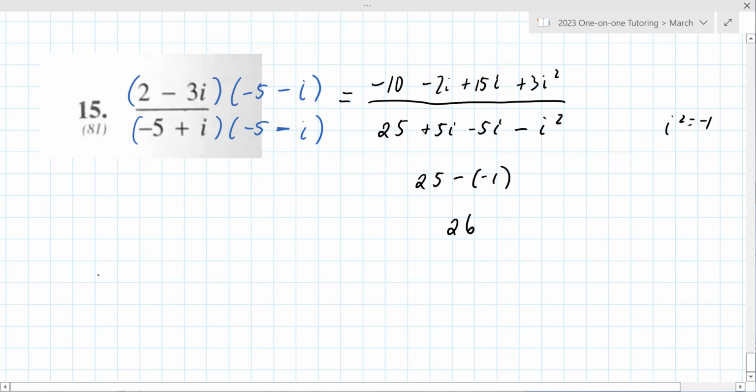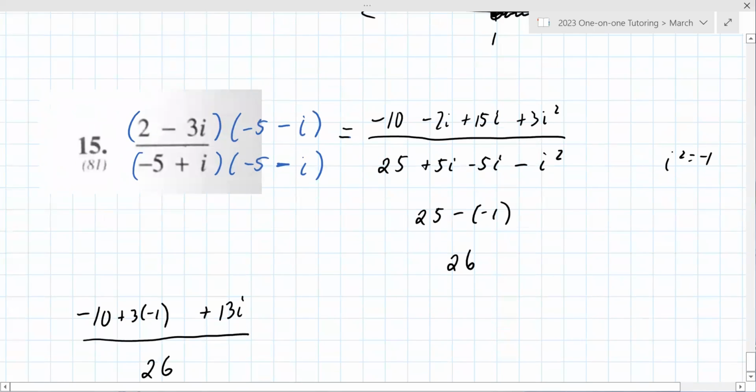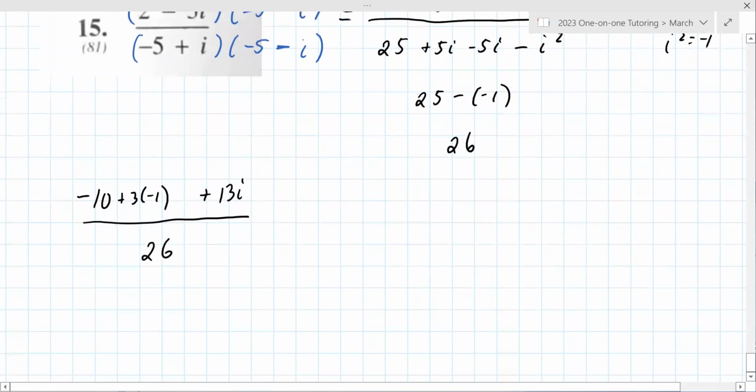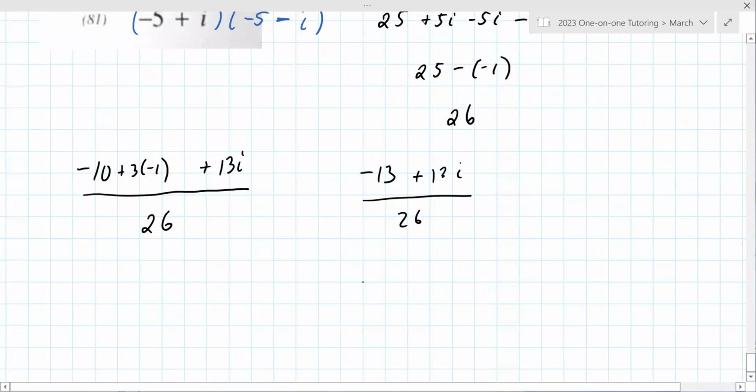You combine like terms. You've got -10 plus 3 times -1 for the i squared, that's the constant, and then you've got minus 2i plus 15i, so that's 13i. I don't recommend trying to do too much at one time here. So it's -13 plus 13i over 26. You divide each of them by 26, so it's minus 1/2 plus 1/2 i.